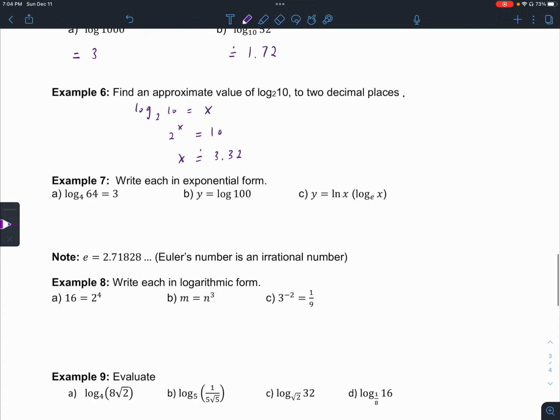All right, example 7. We're going to write each in exponential form. We have done examples like this already. So here this would be 4 to the exponent of 3 is equal to 64. Now this has a base of 10. The base is not written. So this can be written as 10 to the exponent of y is equal to 100.